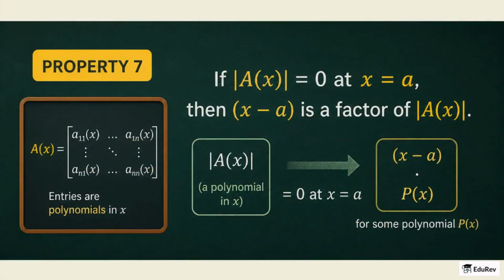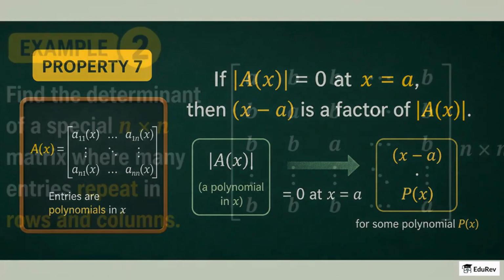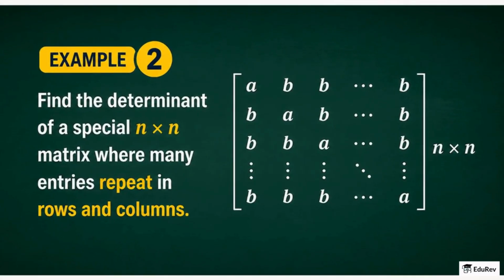Property 7 is about polynomials. If a determinant as a function of x is 0 at x equals a, then x minus a is a factor of that determinant. Let us solve a typical example from the notes.